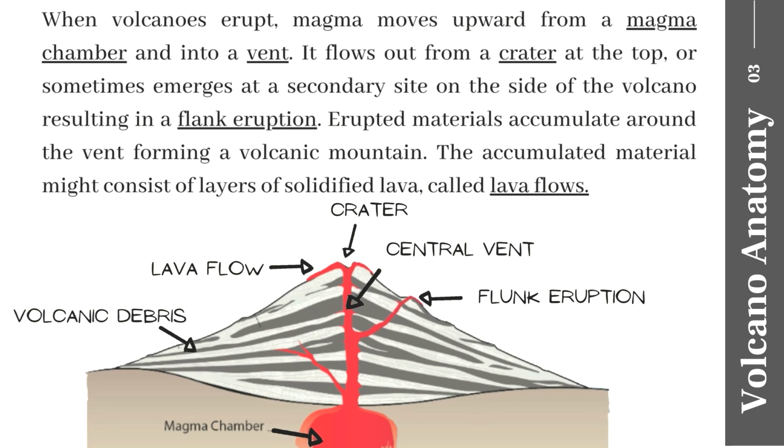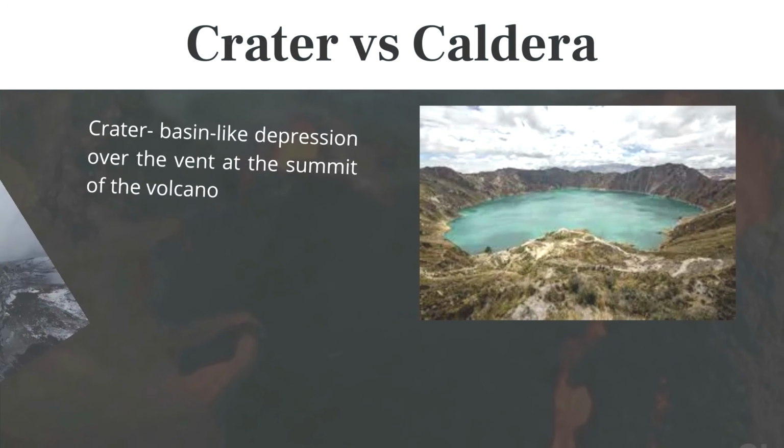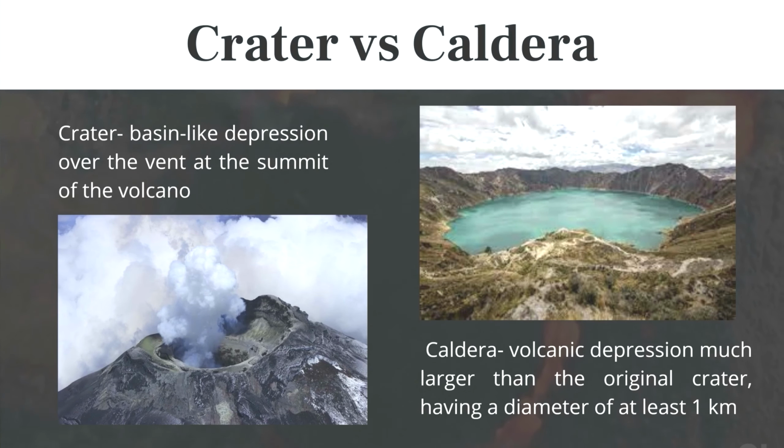The accumulated material might consist of layers of solidified lava called lava flows, but it also might include fragments of various sizes that have been thrown from the volcano. The difference between crater and caldera: a crater is a basin-like depression over the vent at the summit of the volcano, while a caldera is much larger than the original crater, having a diameter of at least 1 kilometer.